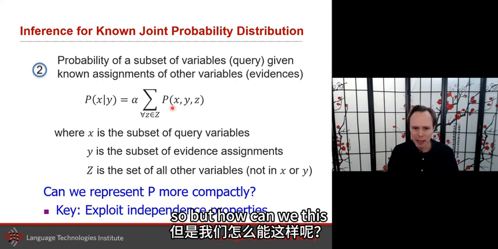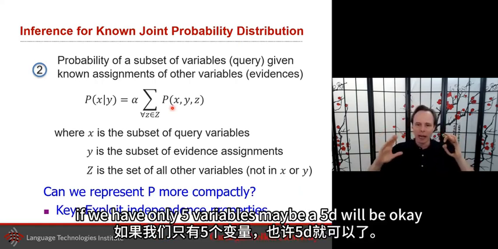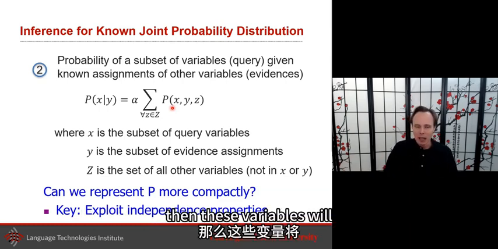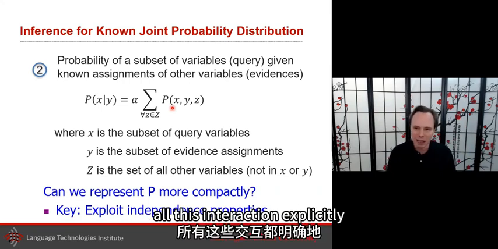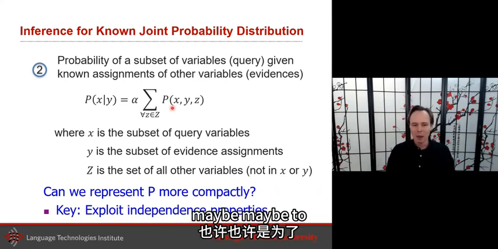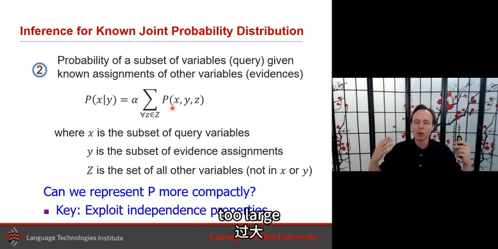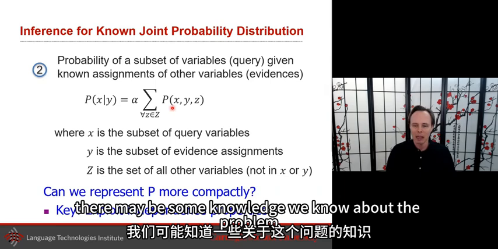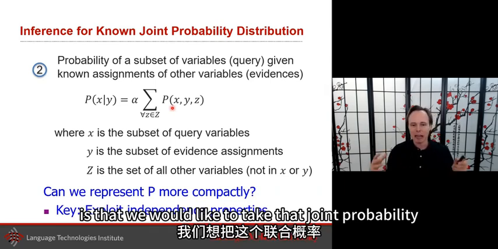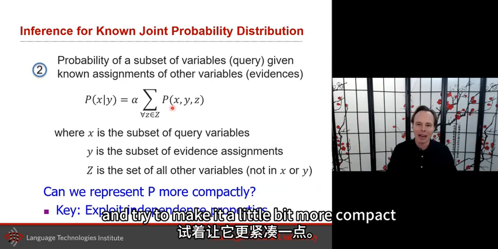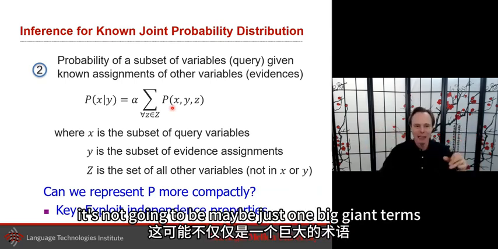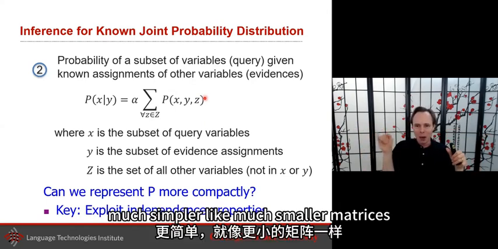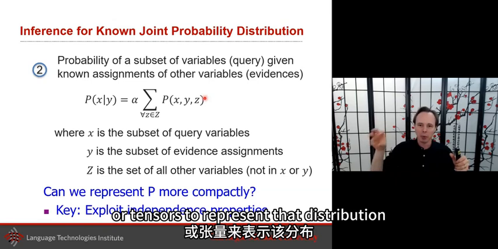But if we have only 5 variables, maybe a 5D tensor will be okay. If we have 1,000 variables or 100 variables, then modeling all of these interactions explicitly may be too large, or we're not really taking advantage of the knowledge that we have. There may be some knowledge we know about the problem, and that's where graphical models come in. We would like to take that joint probability and make it a little more compact. Compact meaning there will be more terms, not just one big giant term, but each of these terms is going to be much simpler, with much smaller matrices or tensors to represent that distribution.